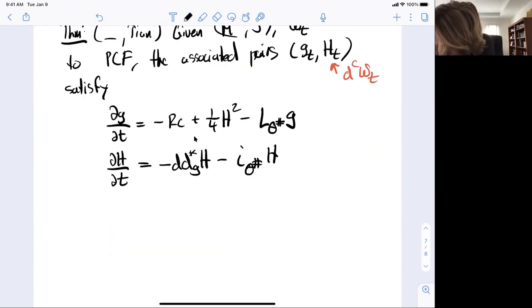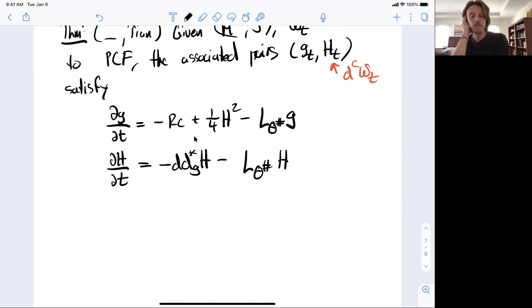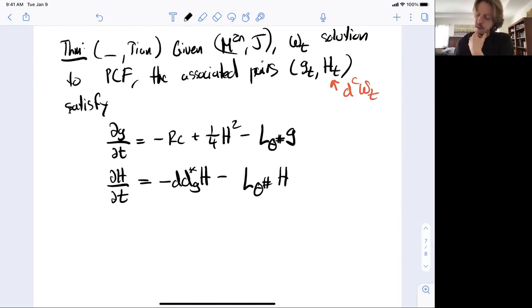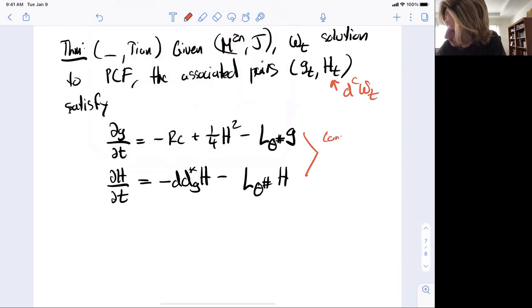Sorry, I wrote something stupid. Minus the Lie derivative with respect to theta sharp of H. Okay. Maybe I can check the sign. I think it's minus. So yeah, what is this saying? This is like a canonically gauge fixed generalized Ricci flow.